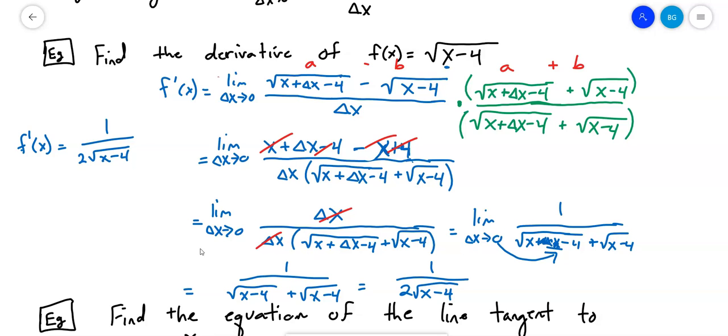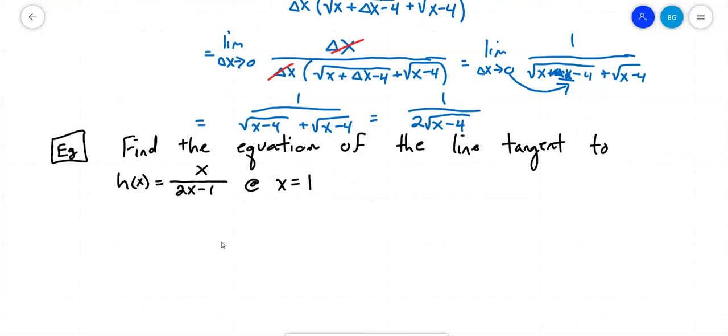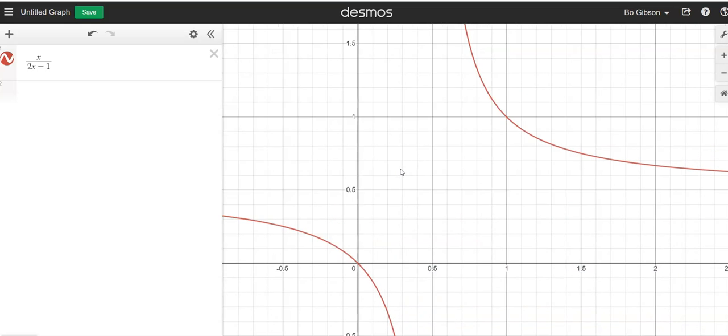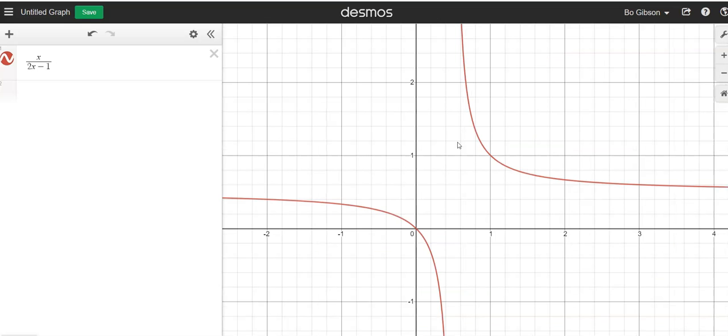Okay. Now for the next one, we're going to evaluate the limit, but we're going to do a little bit more. So we're going to find the equation of the line tangent to this given function at x equals 1. And so maybe we should visualize what we're really trying to do here. So if I go to Desmos, you can see I've got this function graphed. I don't know why I've got x equals 3 on there. And there's what our function kind of looks like.